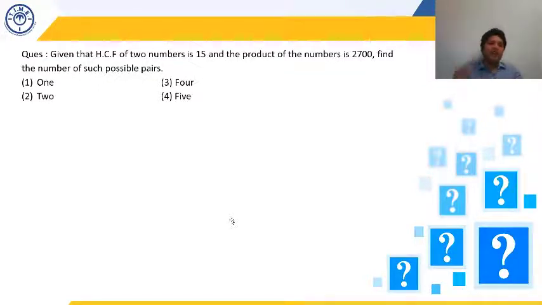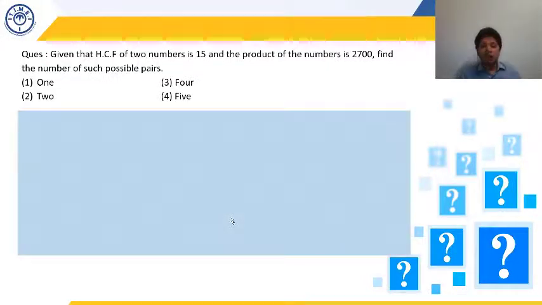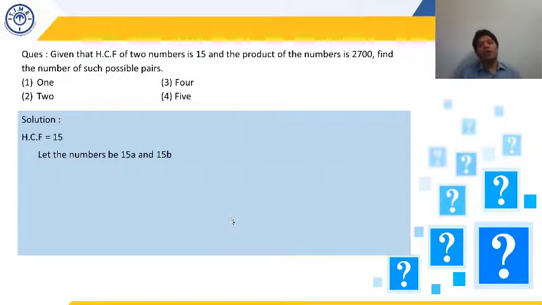Whenever HCF is given, we will not assume the numbers to be A and B. What will we assume the numbers to be? We will assume the numbers to be the HCF into something. So 15A is my first number and 15B is going to be my next number. Why is it so? Because calculation will become easier for us in this case.